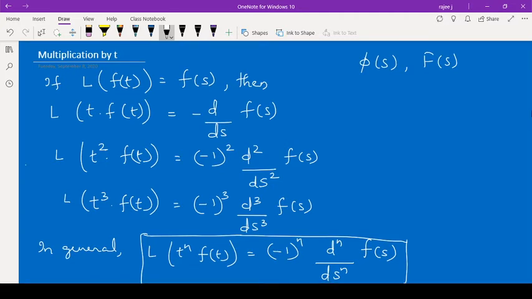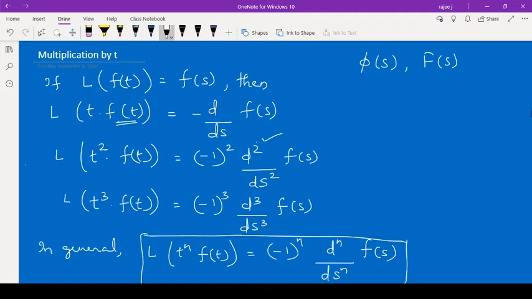Property of Laplace transform: when you multiply a function of t with t, then on applying the Laplace transform, it changes to the differential of that function of s. So if L of f of t is f of s, then if we multiply f of t with t, that is equal to minus d by ds, the first derivative of f of s. Similarly, if you multiply f of t with t squared, then you need to take the second derivative, d squared by ds squared. So you find the second derivative, and here there is minus 1 raised to n.